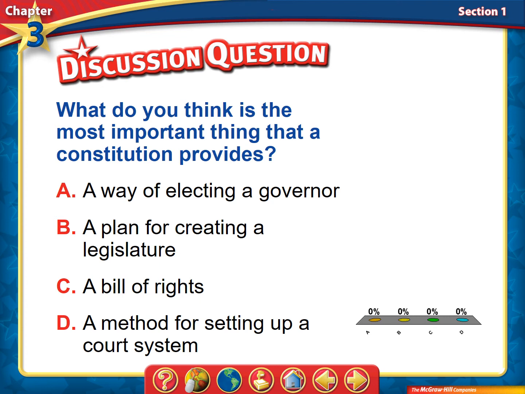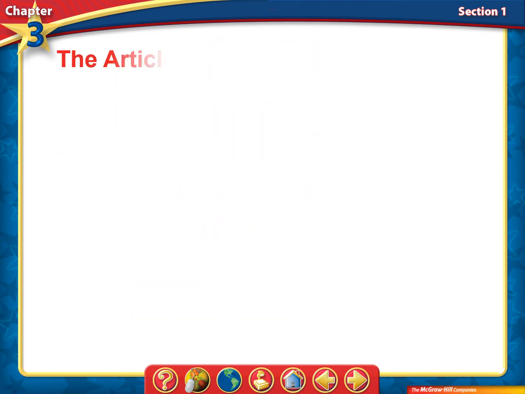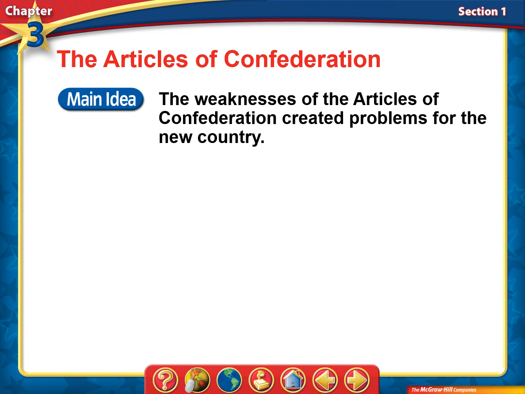So, what is the most important thing the Constitution provides? Part of this is dealing with a framework: governor, legislature, court system, etc. But then you also have to think, what's the most important to you? The framework of the government is designed to be representative, and so that's A, B, and D. But then C there is the Bill of Rights, your freedoms from the government. So which is more important? It's a matter of preference.